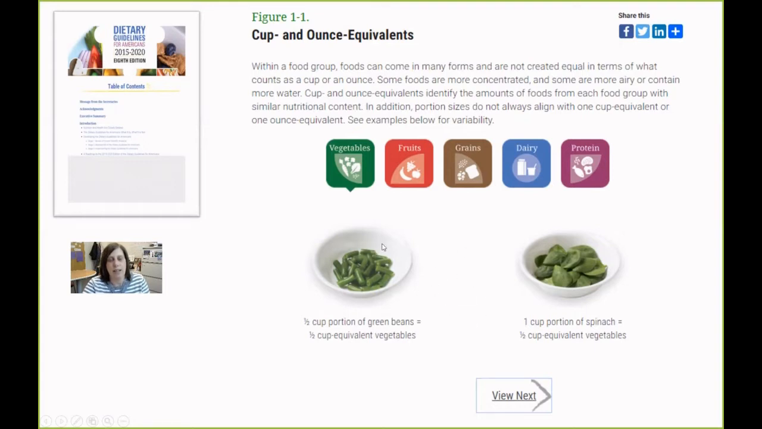So when we look at something from the vegetables group, we can see that a half a cup portion of green beans is equal to a half a cup equivalent of vegetables. However, in comparison, when we look at something like spinach or our lettuces, we actually have to consume more of that in order to get the same amount of an equivalent. So in this case, a 1 cup portion of spinach is equal to a half a cup equivalent of vegetables. Again, this is an indication that this would be more airy, have more volume, and we therefore would have to consume a different amount to get the same amount of equivalent.